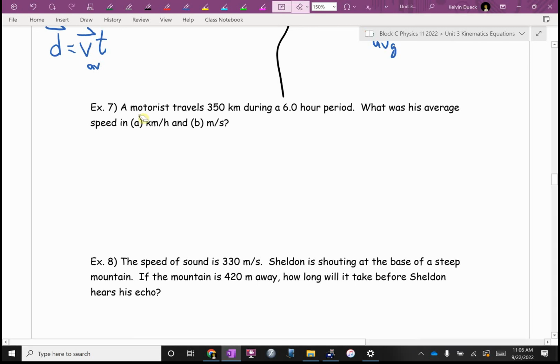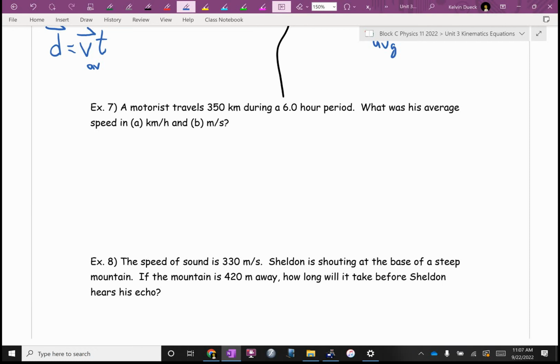Really obvious. Read along with me, Noah. It says this. A motorist travels 350 kilometers during a 6-hour period. What was his average speed in kilometers per hour and meters per second? Noah, what's this question asking me to find? I'd like you to actually use the same phrase that they gave me. I'm looking for a phrase that has one word that starts with an A and one word that starts with an S. It's pretty obvious. It's not like in math where you go, what the heck is X?